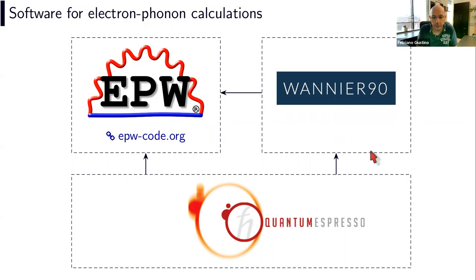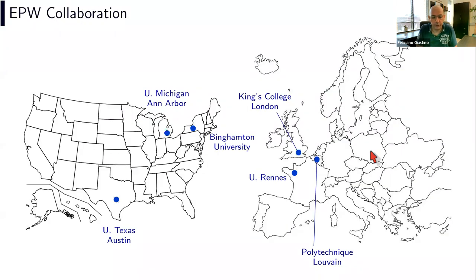Okay, so just to tell you a little bit about this code. It started many years ago as a very small operation, but now the team is growing and there are several people involved. Apart from us, there is Roxana Margine at Binghamton, Samuel Ponce at Ecole Polytechnique in Louvain, Emmanouil Kioupakis in Michigan, Nicola Bonini at King's College in London, and we also have some new additions with finite displacements by Marios Zacharias at the University of Rennes. So it's a nice team that is growing. It's not as big as the Abinit team, but we are getting there slowly.